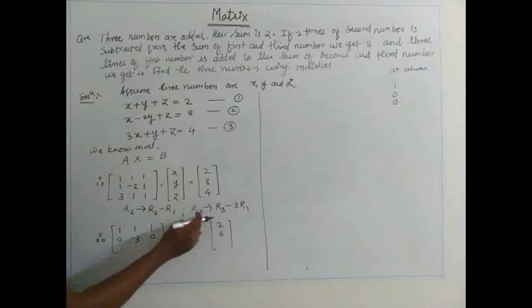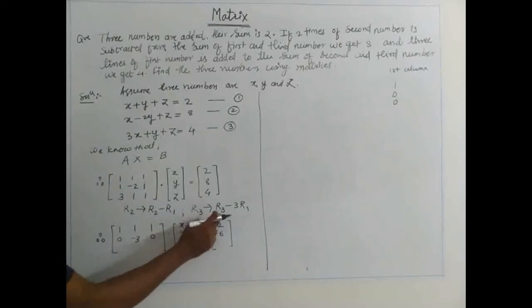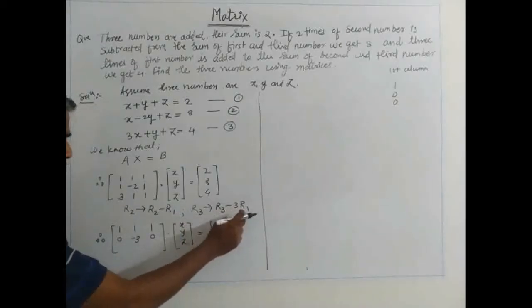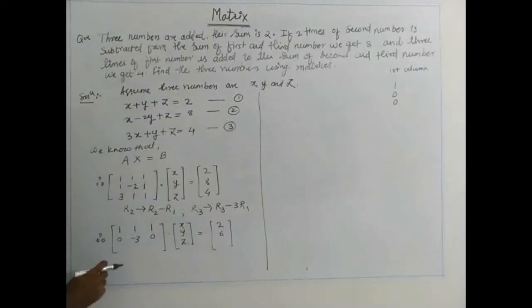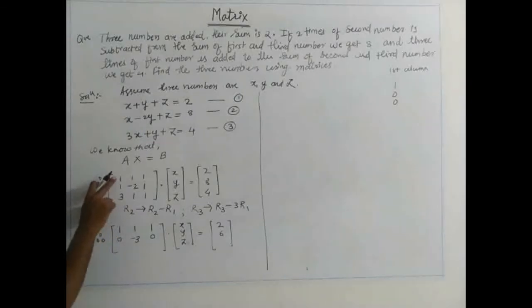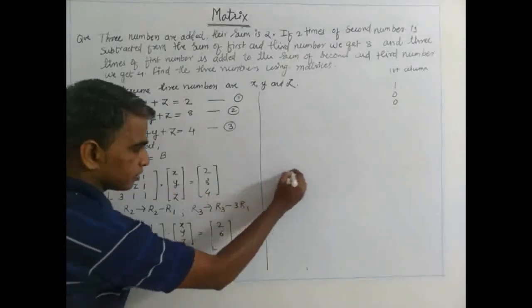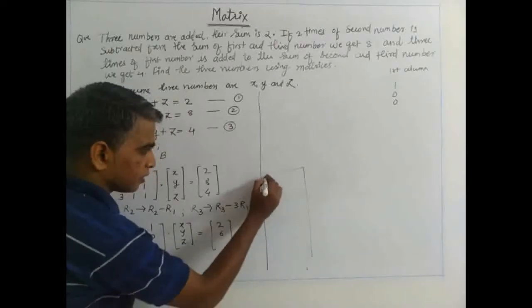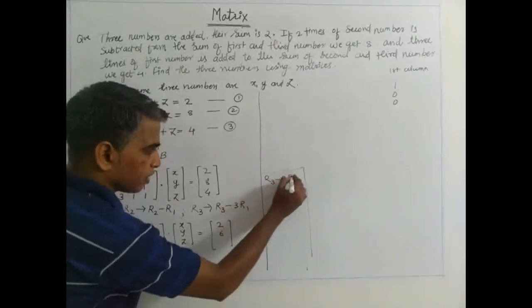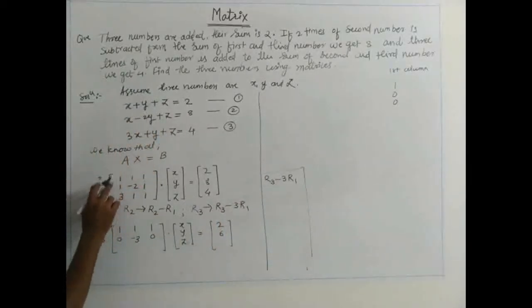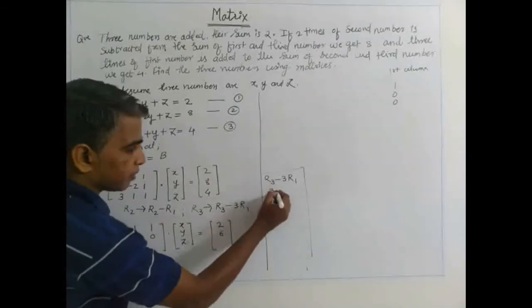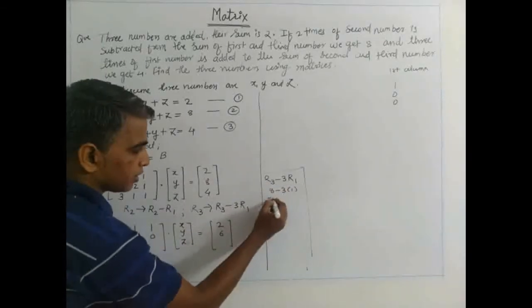In a similar way we will write the third row. For the third row I have the equation R3 minus 3 times R1. So we will check with that column by column. For the first column the value of R3 is 3, R1 is 1. So see here the calculation R3 minus 3 times R1. For the first row, first column, 3 and 1. So 3 minus 3 into 1, that is 0.